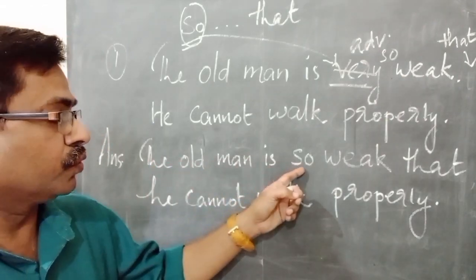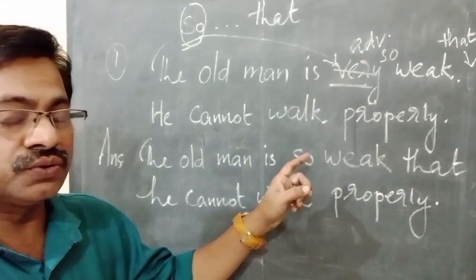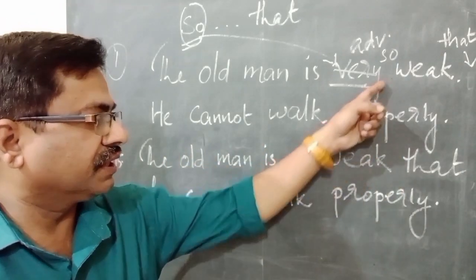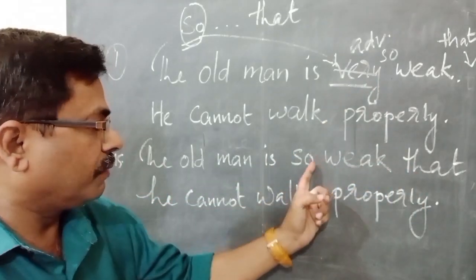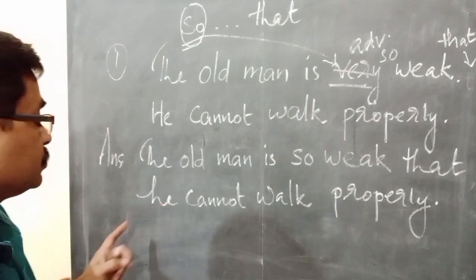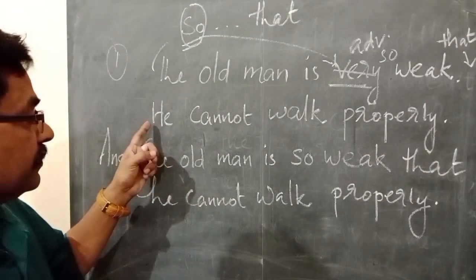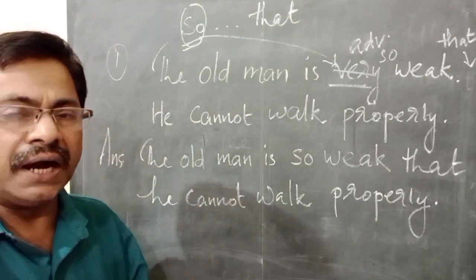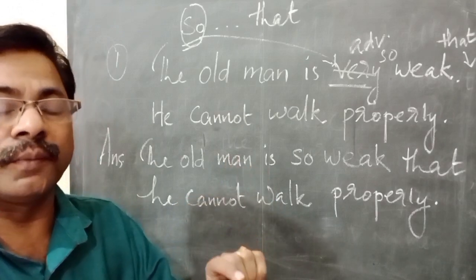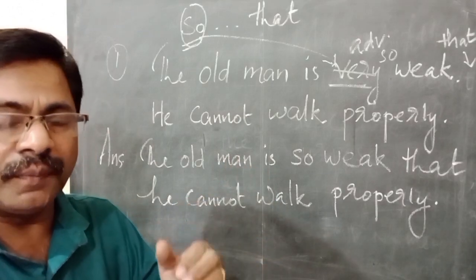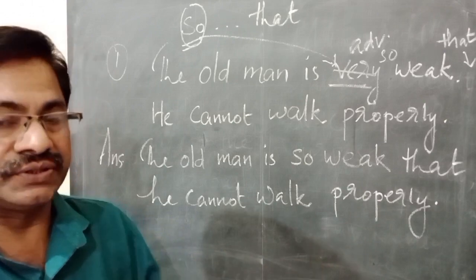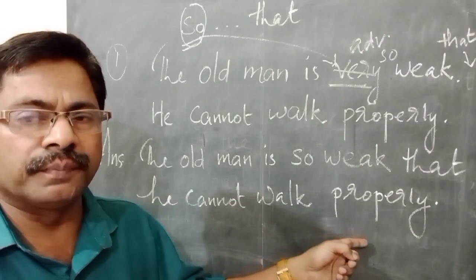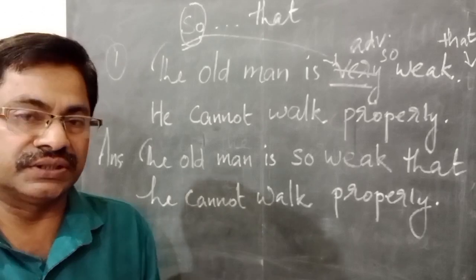The old man is so... Now remember that "very" and "so" should not be used together. The old man is so weak. After finishing the clause, we have to use "that". The old man is so weak that he cannot... Here also you have to remember that while we are writing the second clause, you have to use a small letter unless it is the word "I" or a proper noun. The word "I" and proper nouns should always be capitalized. So, the old man is so weak that he cannot walk properly. That is the answer.